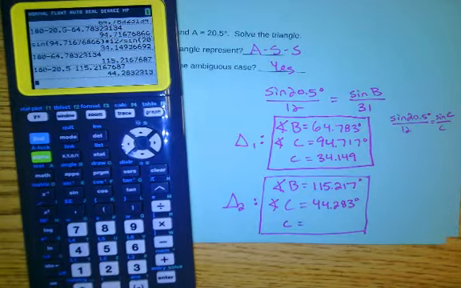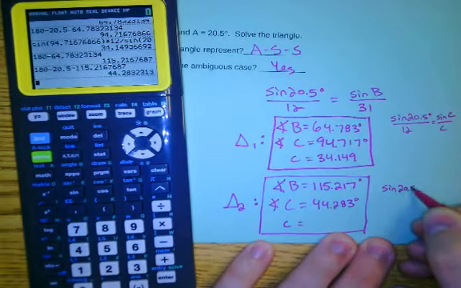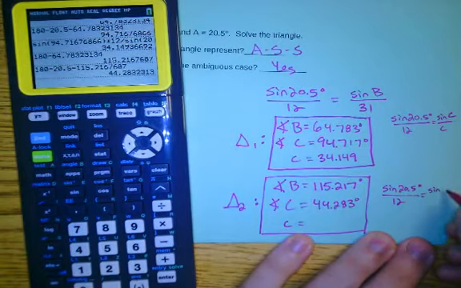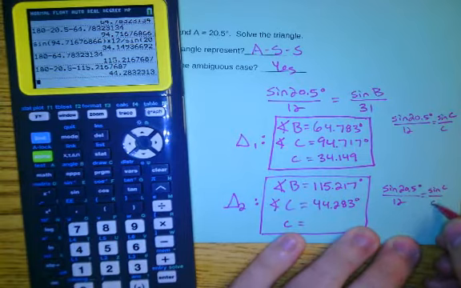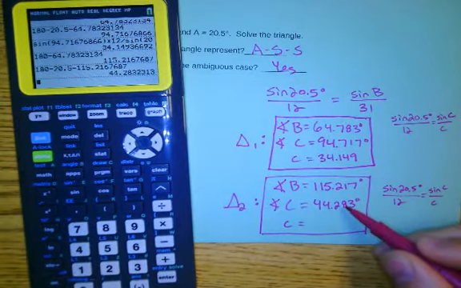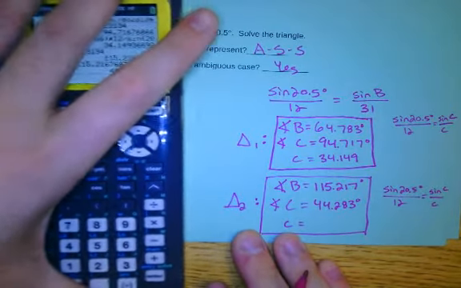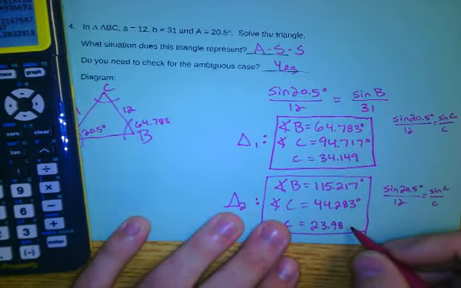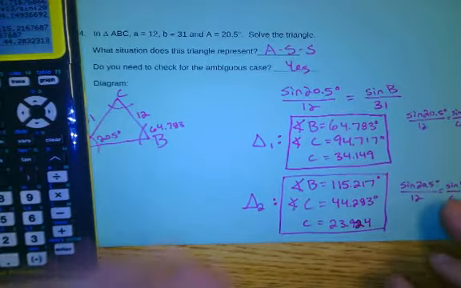So for side C, we're just going to do sine of 20.5 degrees over 12 equals sine of our new C over our little c value. So again, this is going to be this c value right here. Do I need to do this for you, or can you just tell me what it is? 24. That's as hard as it gets.